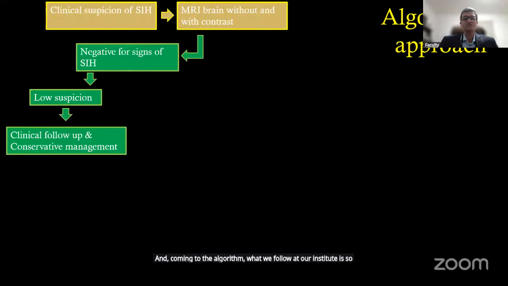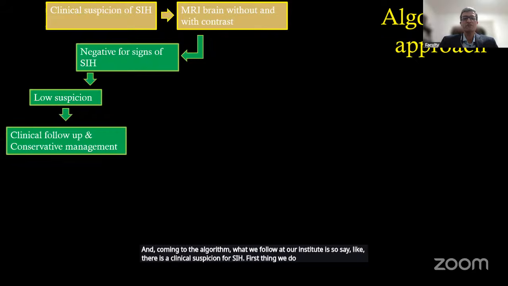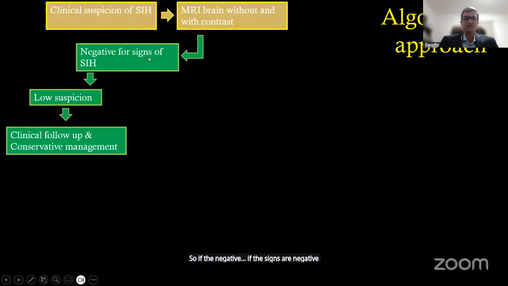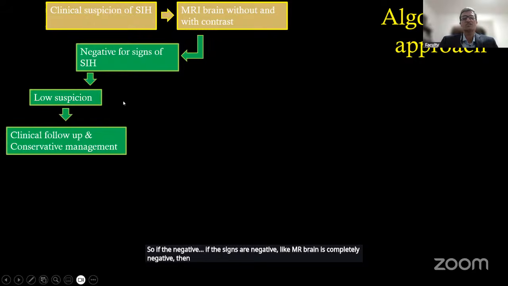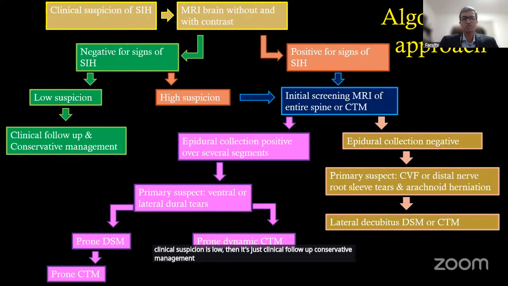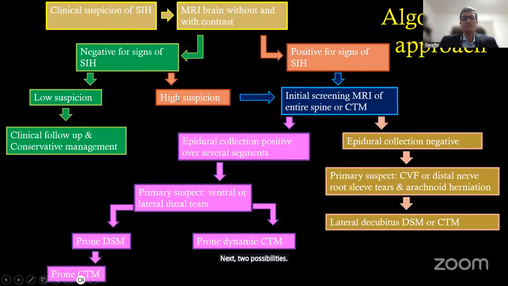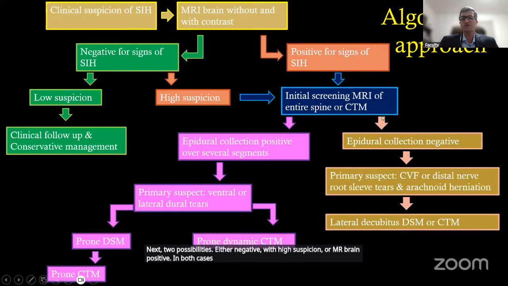And coming to the algorithm, what we follow at our institute is, say there is a clinical suspicion for SIH. First thing we do is MRI brain without and with contrast. If the signs are negative, like MR brain is completely negative, then it depends on the degree of clinical suspicion. If the clinical suspicion is low, then it's just clinical follow-up and conservative management. Next, two possibilities: either negative with high suspicion or MR brain positive. In both cases, we proceed with initial screening MRI. If MRI is not possible, then we do a CT myelogram, in the regular prone position.